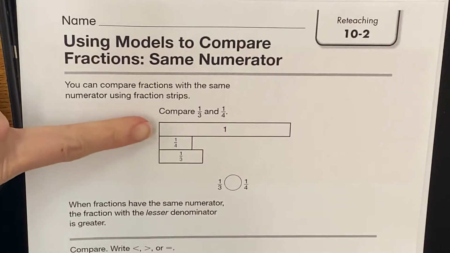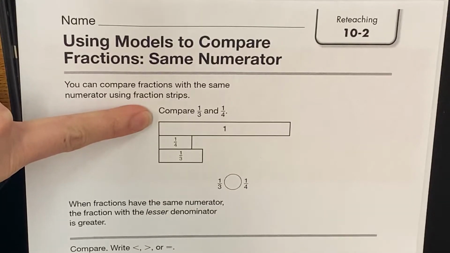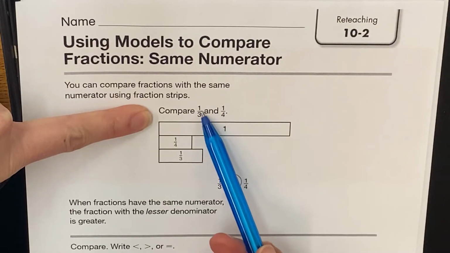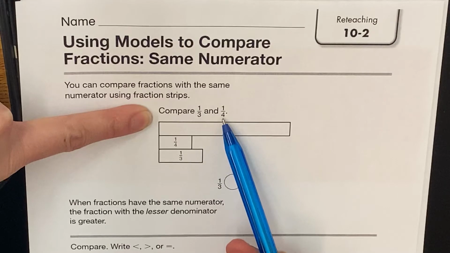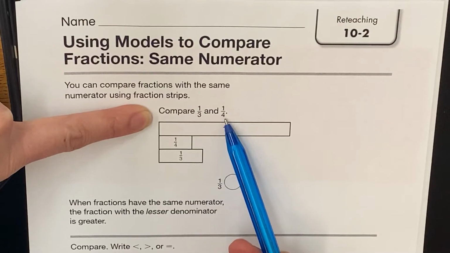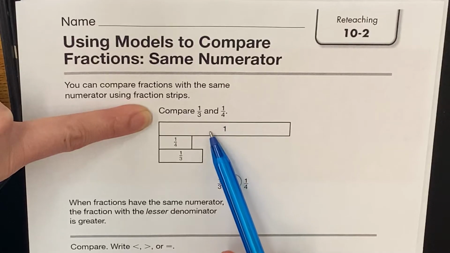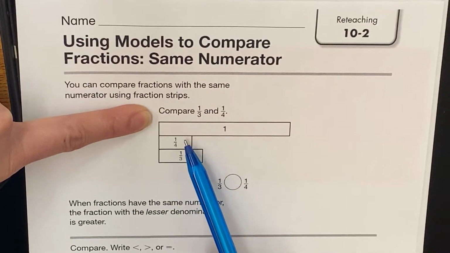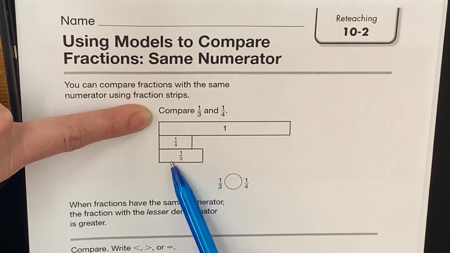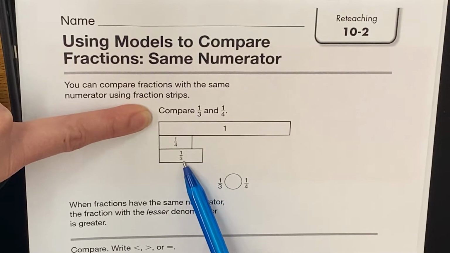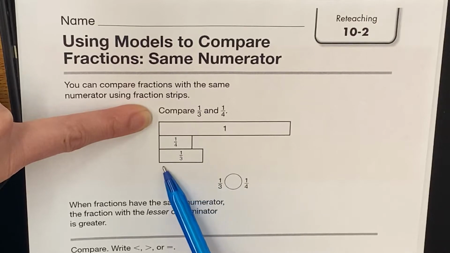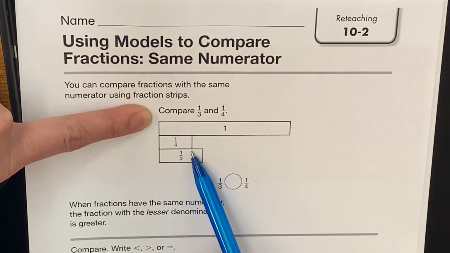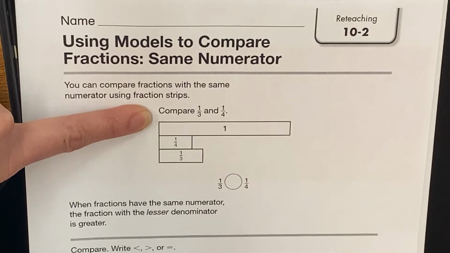Let's look at this example. Compare 1/3 and 1/4. So you see that the numerators, or the top number, is the same, but the denominator is different, 3 and 4. Well, you probably already are thinking 4 is a bigger number, so 4 is the bigger fraction. But look here at the example, 1/4 and 1/3. Which piece is actually larger? The 1/3 piece is actually larger. So even though the 3 is a smaller number than the 4, the piece is actually larger than the 1/4 piece.